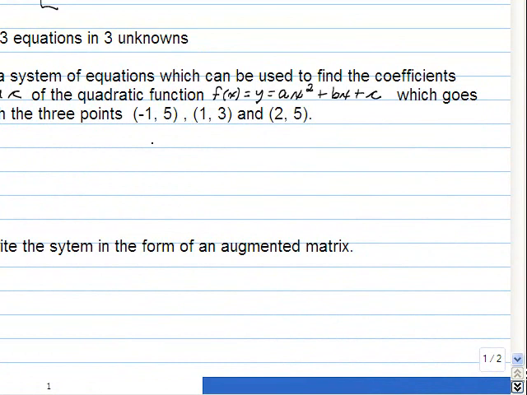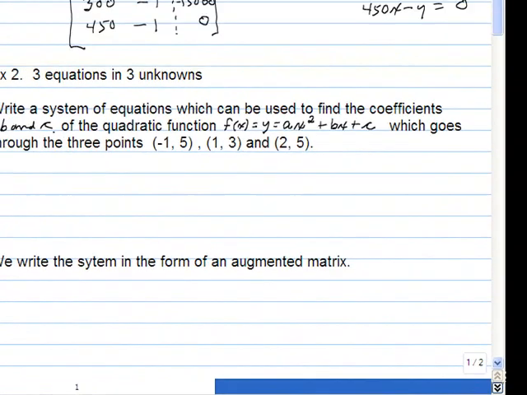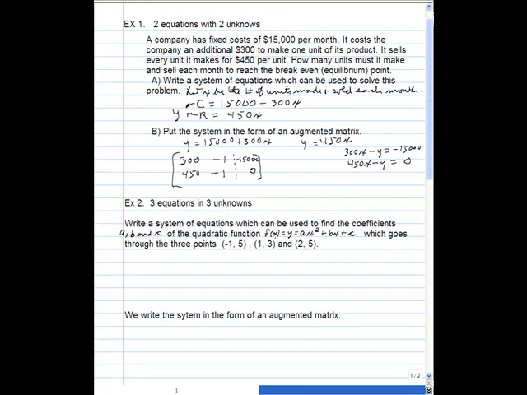It says write a system of equations which can be used to find the coefficients a, b, and c. So I want my unknowns in my system of equations to be a, b, and c because that's what I'm looking for. And they're going to be the coefficients of the function y equals ax squared plus bx plus c. So what we're saying here is if a is 1 and b is 2 and c is 3, our function is going to be y equals x squared plus 2x plus 3. A is 1, b is 2, c is 3.